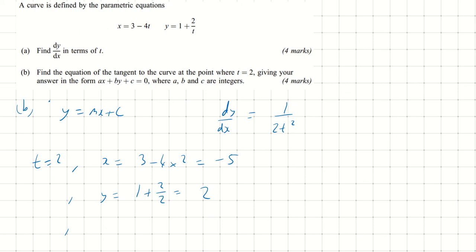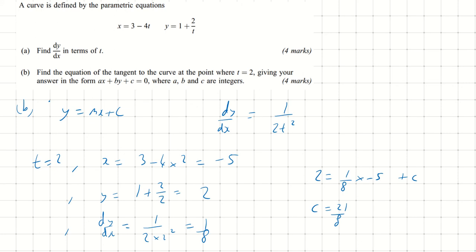And finally, when t equals 2, dy by dx is equal to 1 over 2 times 2 squared, which is 1 over 8. So now we can put these numbers into our y equals mx plus c. We have y, 2, equals m, 1/8, x is minus 5, plus c. Solving this equation to find c, we get c equals 21 over 8.